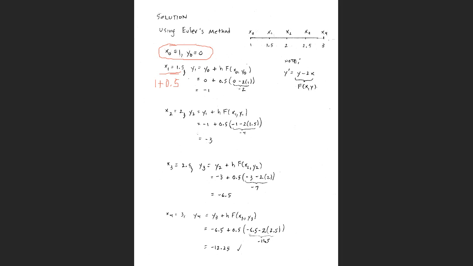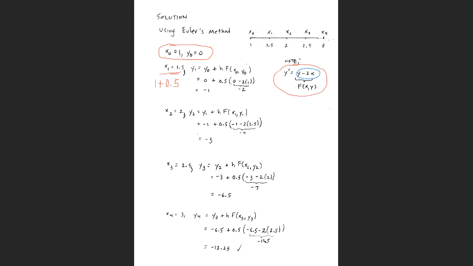Now the differential equation is y prime equals y minus 2x. So y minus 2x here is your big f of x, y function. That's how the book denotes the right-hand side of the derivative: when the derivative equals the right-hand side, that's the big function f of x, y.